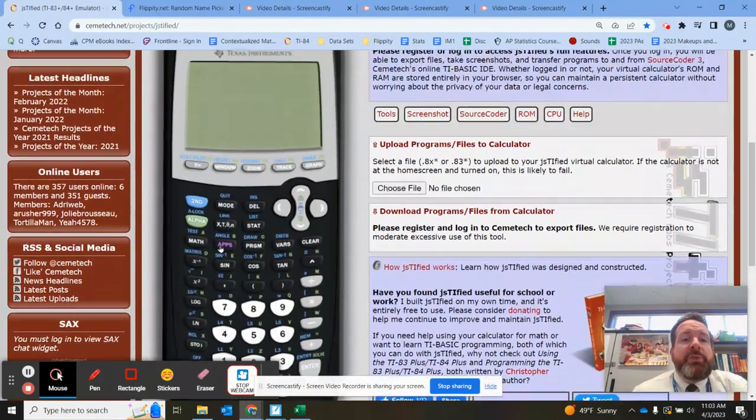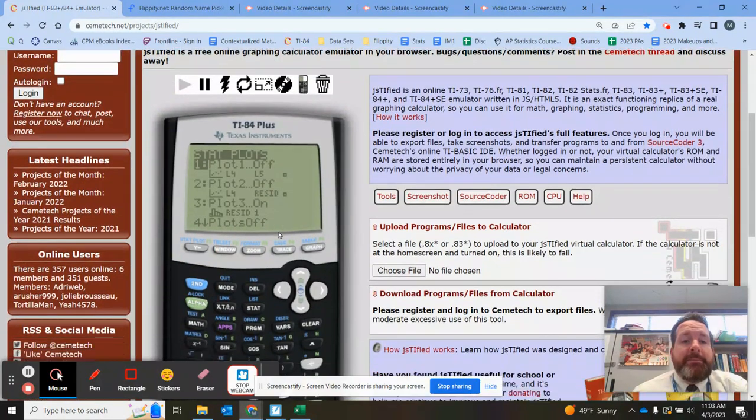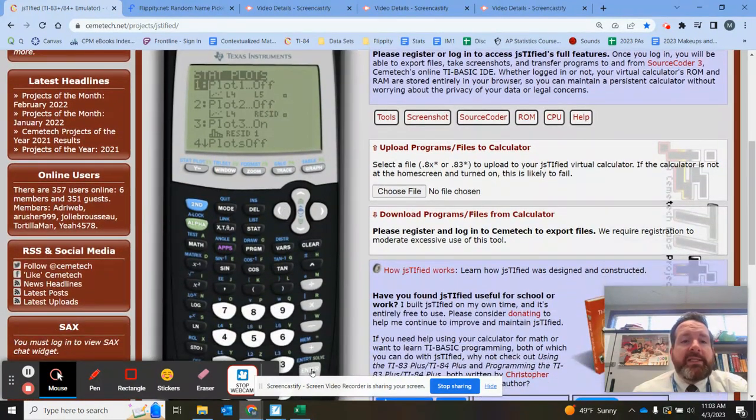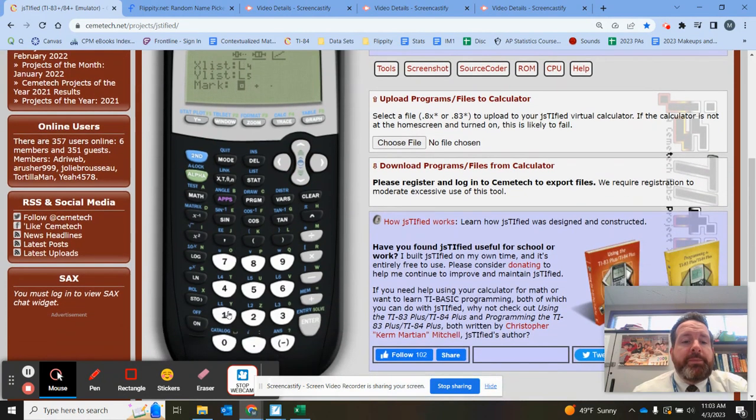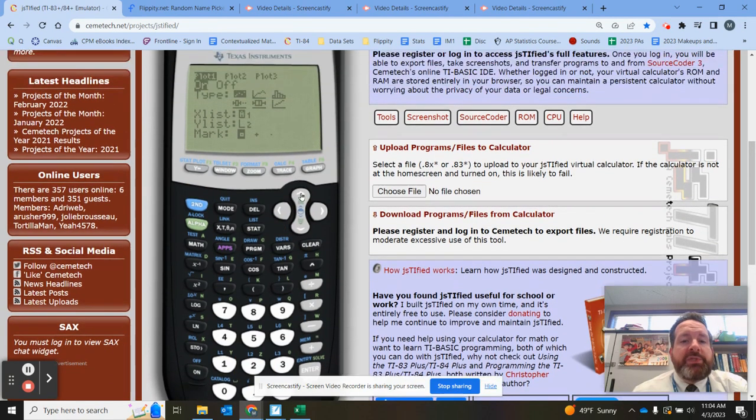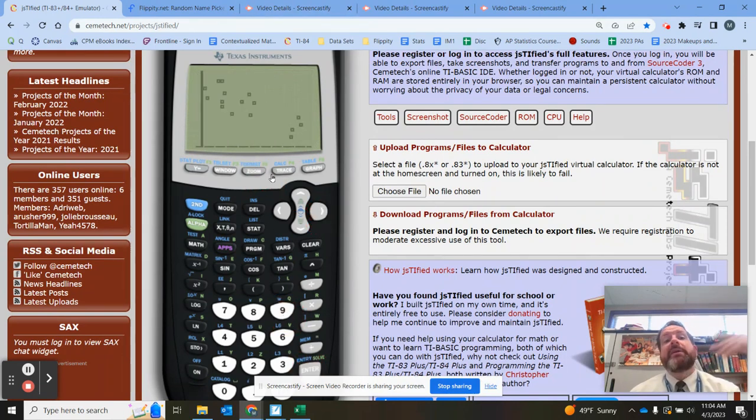Starting with, do we look like we have a linear set of data? Well, let's take a look at a scatter plot. I'm going to turn it on. I want L1, L2. And then just do a zoom 9. I think I had another plot on that I'm going to turn off. Okay, does it look linear? Yes. So we are in good shape there.